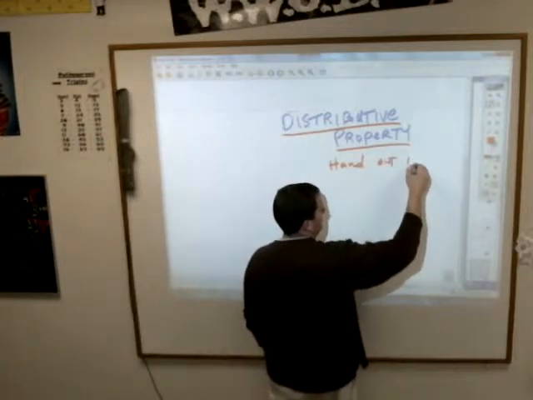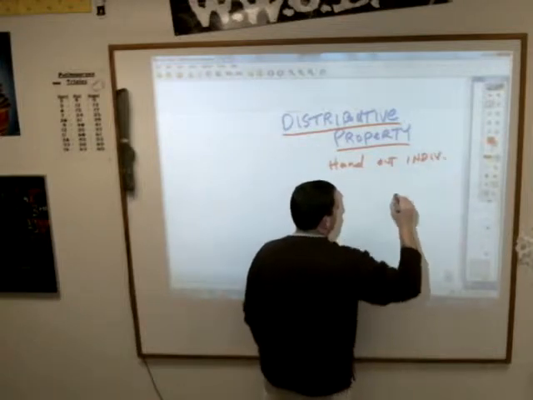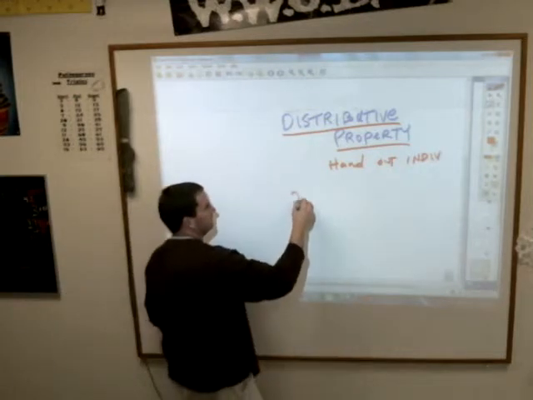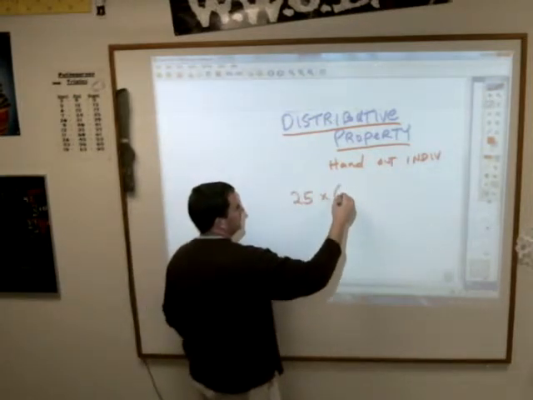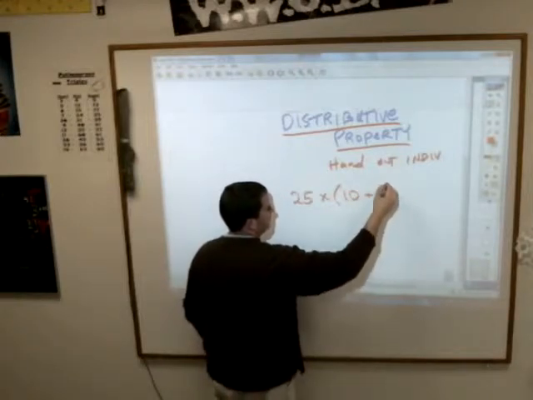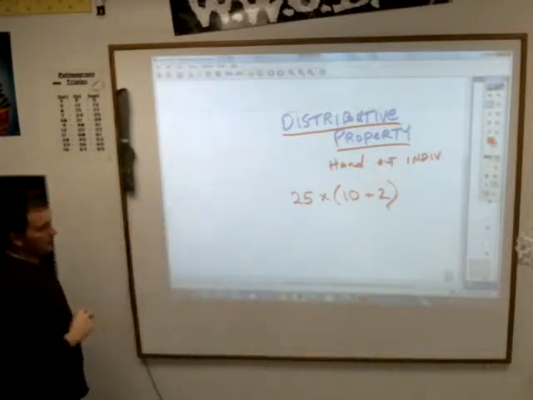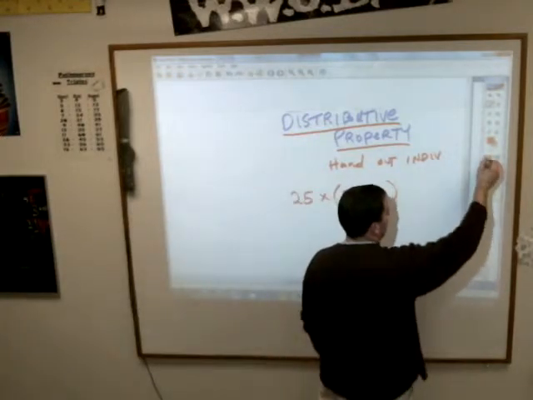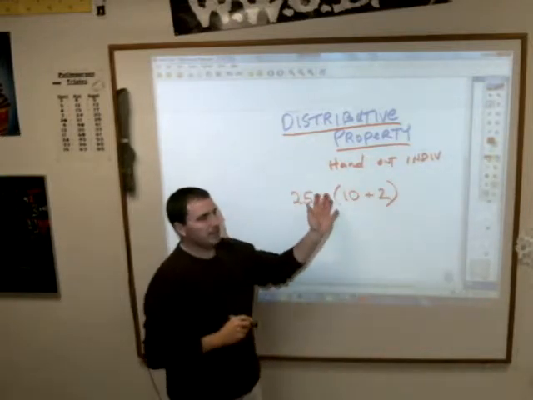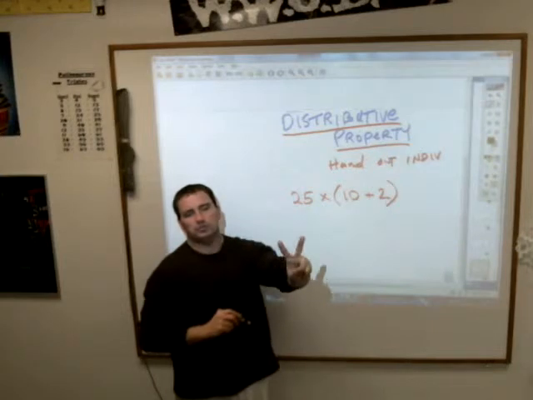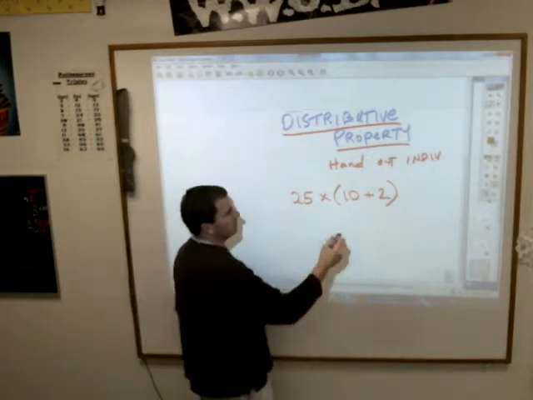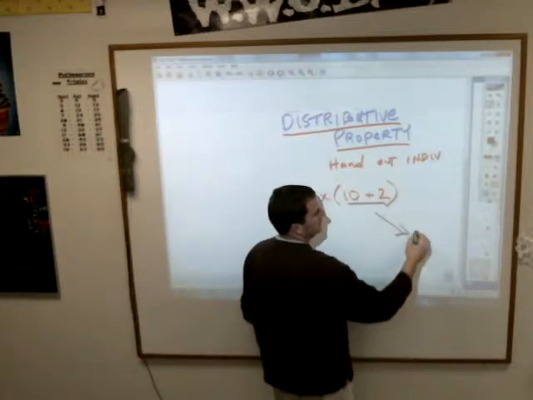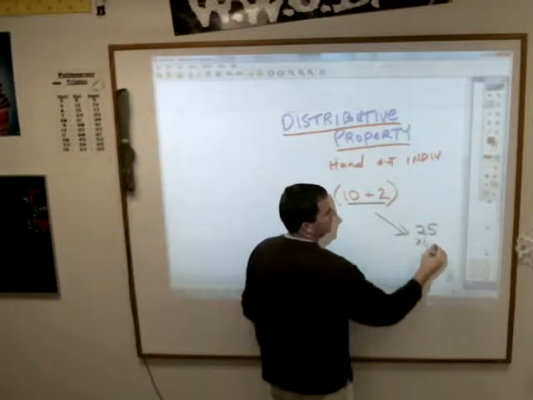Hand out individually. And that's helpful to remember when you see a problem like this, because the book will give you something that looks like this. 25 times 10 plus 2. And this is more just so you know than really something we probably use a lot of right now. When you see a problem that looks like this, you can do this two ways. Okay? You can either add those two things together and take 25 times 12.